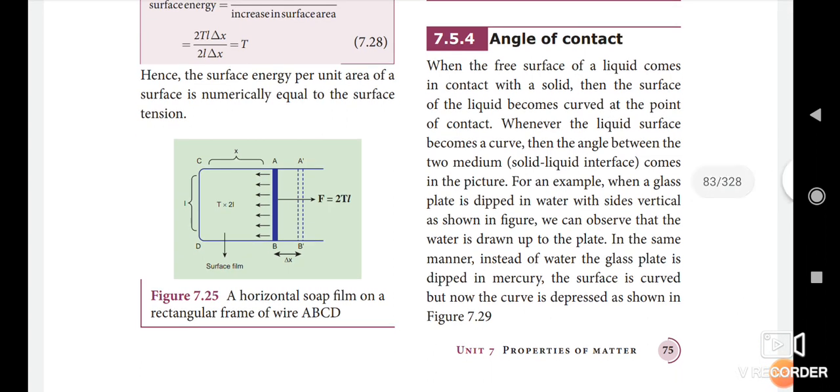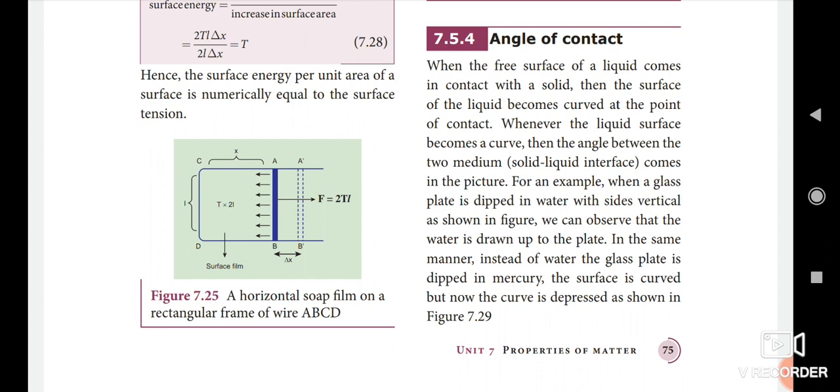So here, when the free surface of a liquid comes in contact with a solid, the surface of the liquid becomes curved at the point of contact. Already I said, I take one beaker filled with water, then place one plate on that beaker. The angle between the beaker and the plate is called the angle of contact. That curved point is called the point of contact.